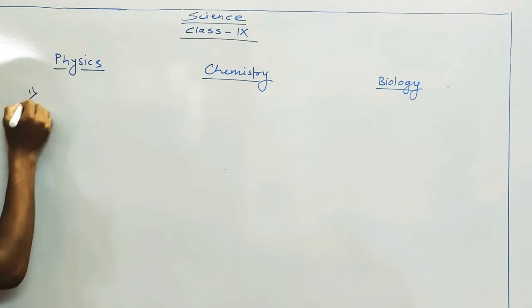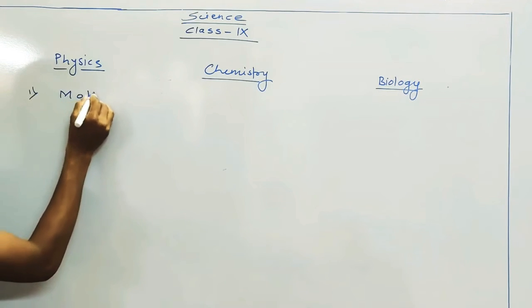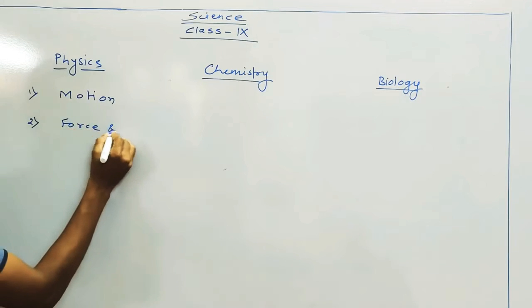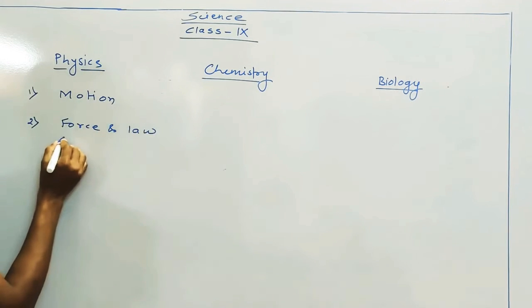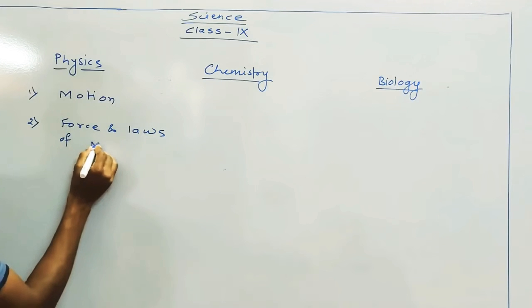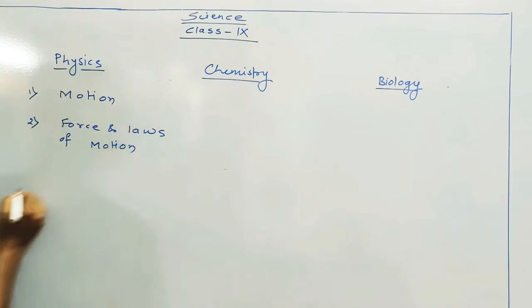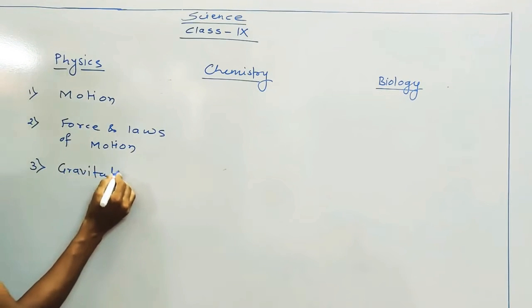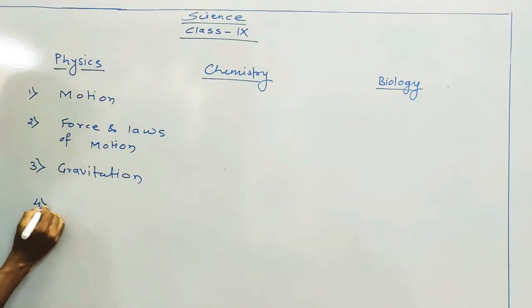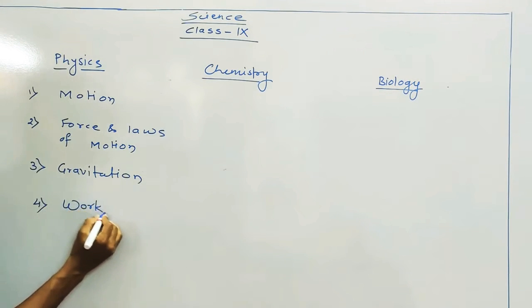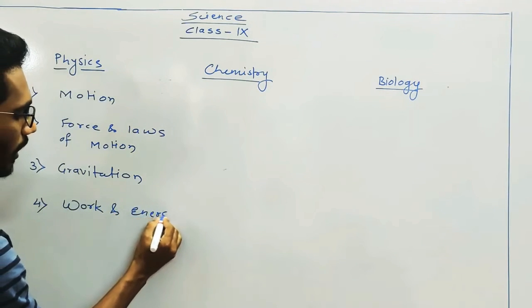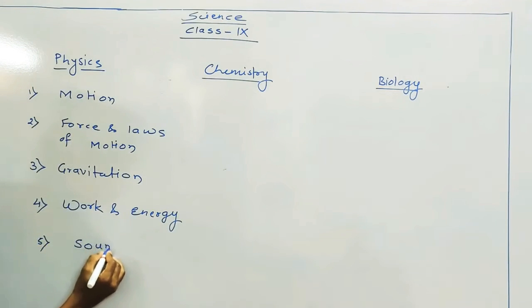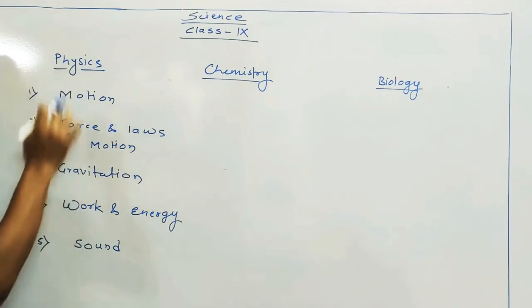In physics we are having chapters like number 1, motion, number 2, force and laws of motion, number 3, we are having gravitation, number 4, we are having work and energy, and number 5, sound. So we are having 5 chapters in physics.